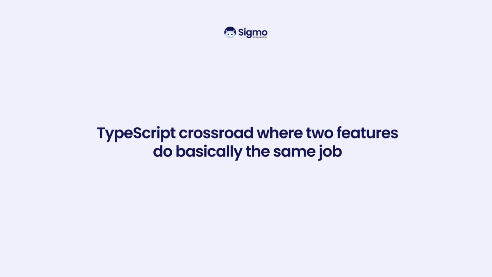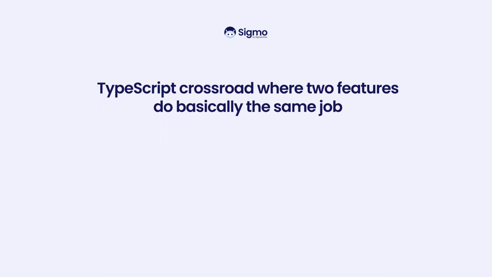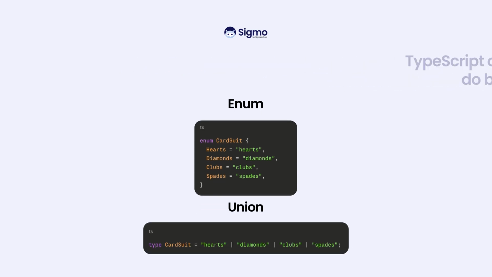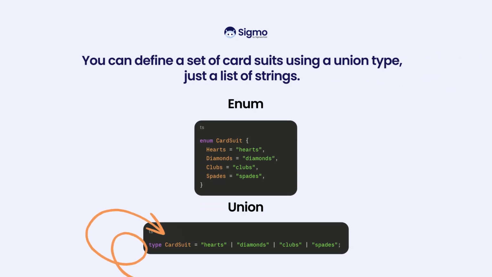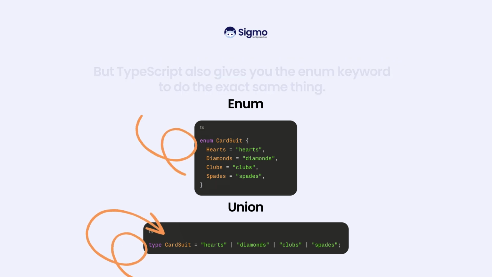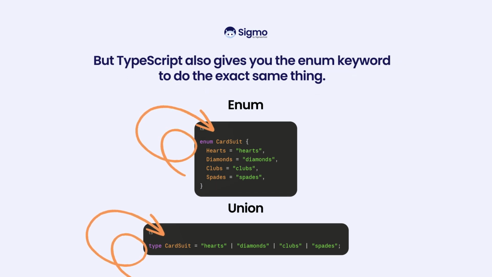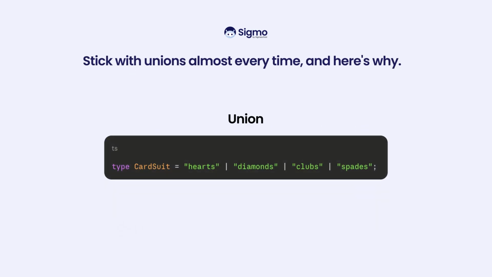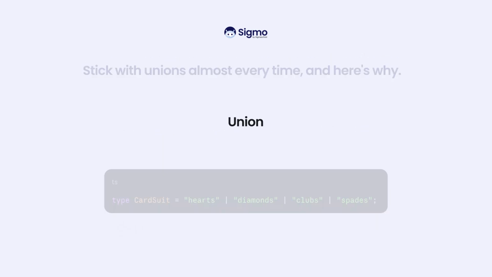Here's another TypeScript crossroad where two features do basically the same job: enums versus union types. Take this simple example. You can define a set of card suits using a union type, just a list of strings. Clean, simple, done. But TypeScript also gives you the enum keyword to do the exact same thing. So which should you use?